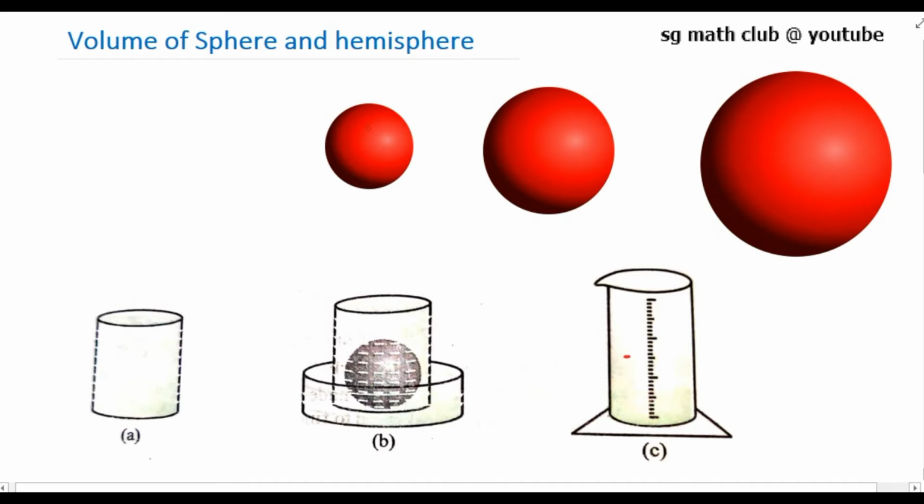You need 3 spheres of different radius. So let these be the 3 spheres. This may be, we can take it as r, the radius of the first sphere. Radius of the second sphere, we will take it as capital letter R. Next, we need a container which is big enough to put each of these spheres into it.